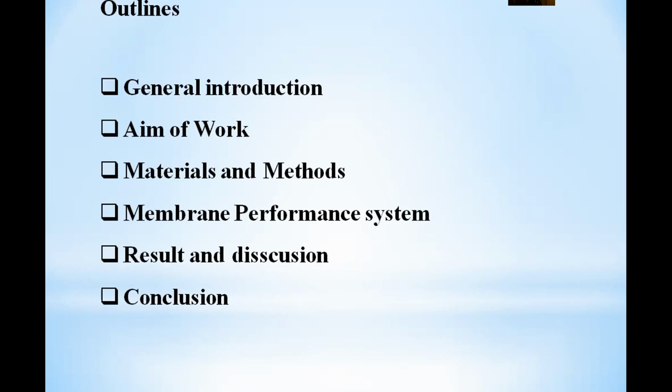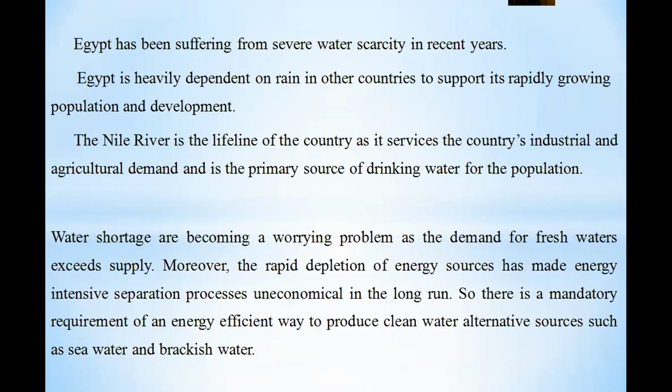First, we start with the general introduction. As we know, Egypt has been suffering from severe water scarcity in recent years, and Egypt is competing with other countries to support its rapidly growing population and development. The Nile River is the lifeline of the country, serving its industrial and agricultural demand and as the primary source of drinking water for the population. Water shortages are becoming a worrying problem as demand for fresh water exceeds supply.